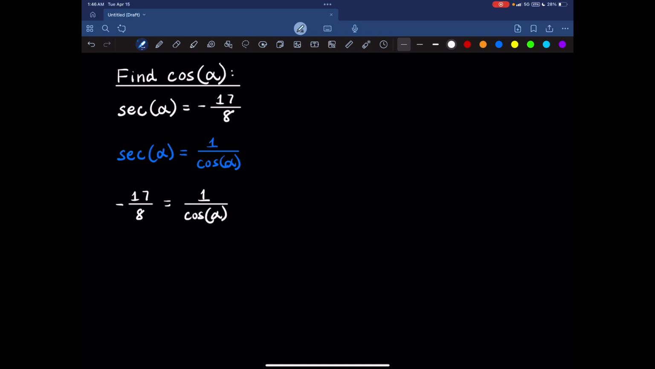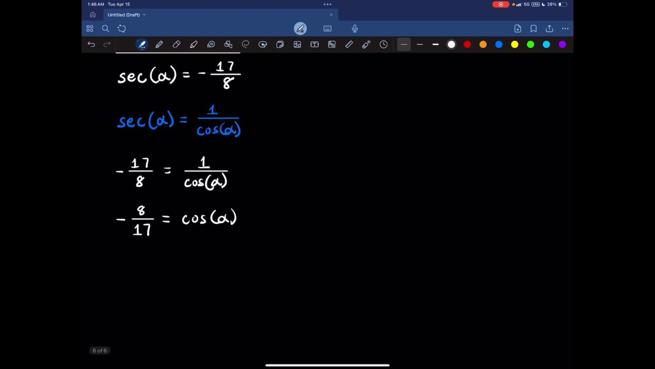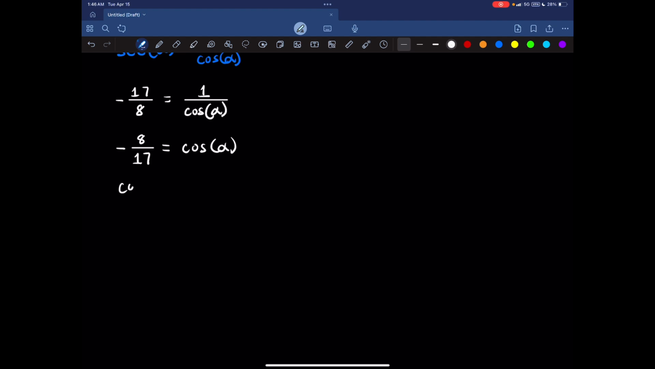And now to solve for the cosine of alpha, we can just flip the equation. So we can basically just say that negative 8 over 17 is equal to the cosine of alpha. And if we rewrite that where cosine alpha is first, we get that the cosine of alpha is equal to negative 8 over 17. So let's put a green box around that. I'm going to need that for later. Cool. Let's move on to the next step.